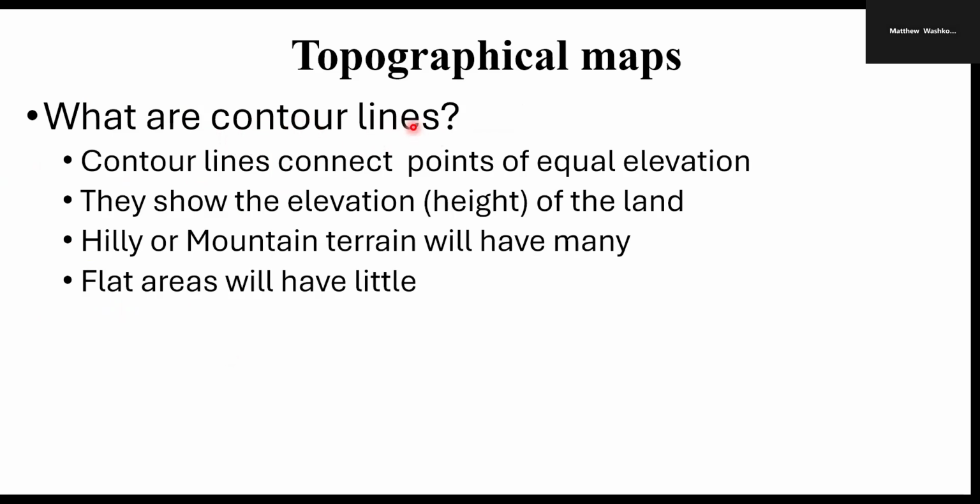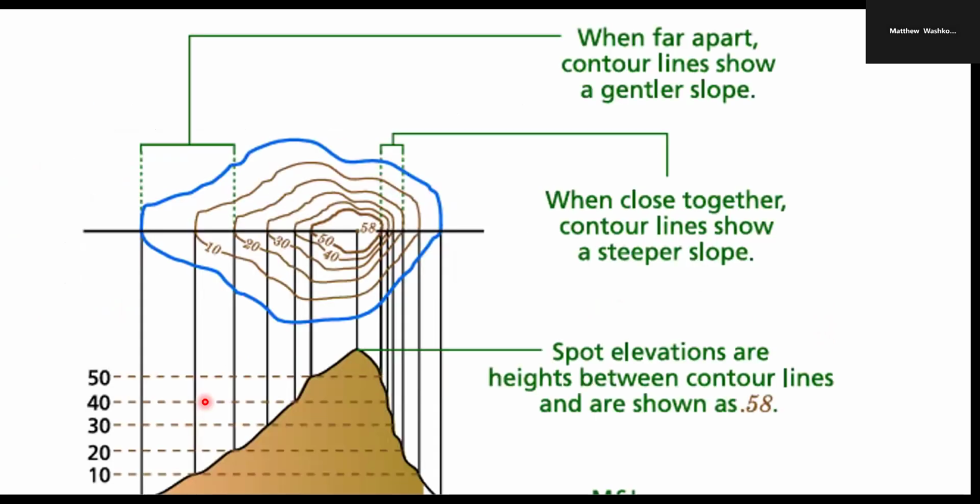So write this down. Contour lines connect those points of elevation. They show the height of the land, right? Something that's really hilly, where the landscape changes a lot vertically, is going to have more of those. Flat areas are going to have a few. So look at this one, for example. This was printed off and given to you. It's somewhere in your documents.